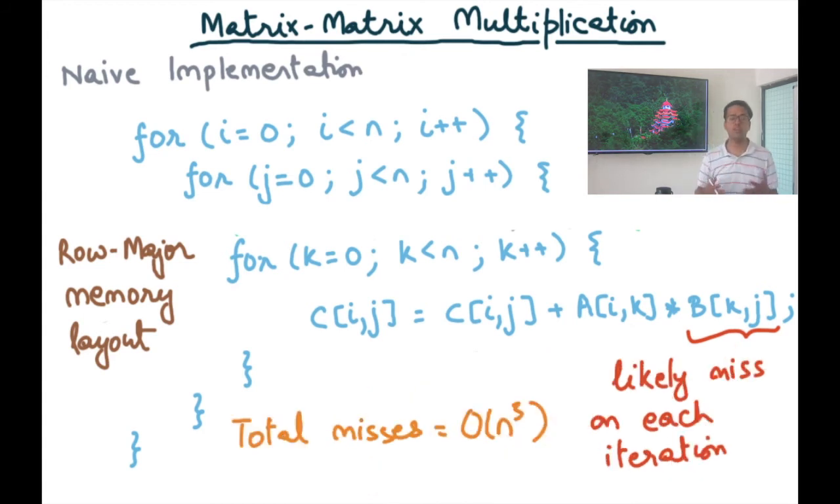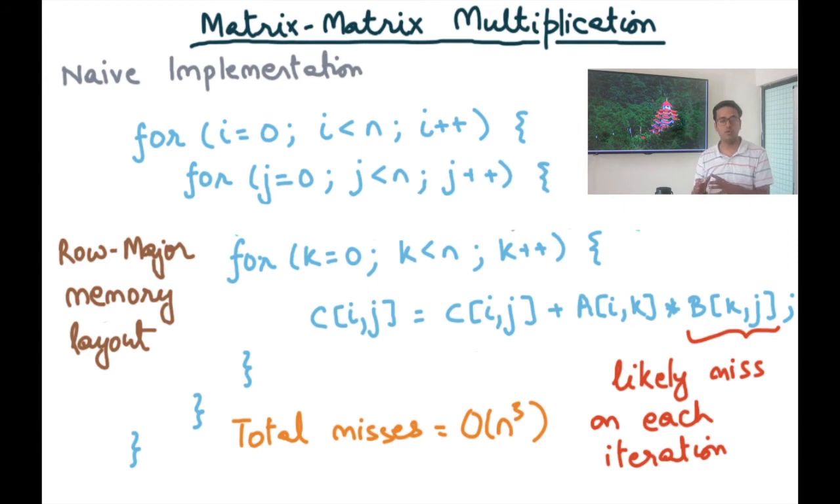So what are the total number of misses that this loop is going to have? This particular statement here is going to be executing n cubed times, of which C[i][j] is going to be register allocated. A[i][k] is going to be mostly cache hit, sometimes cache miss, and B[k][j] is going to be almost always a cache miss. So the number of misses that I'm going to have is going to be order n cubed, and that's going to be dominated by the accesses to B and not to either C or A.